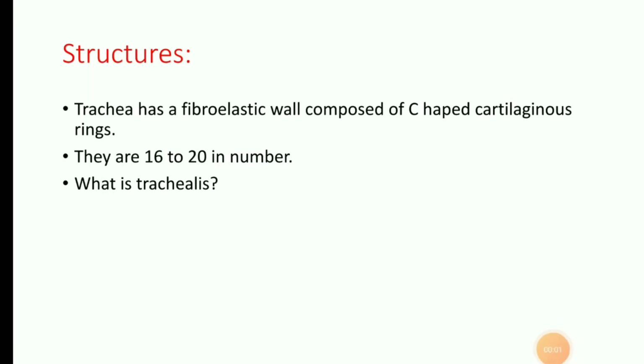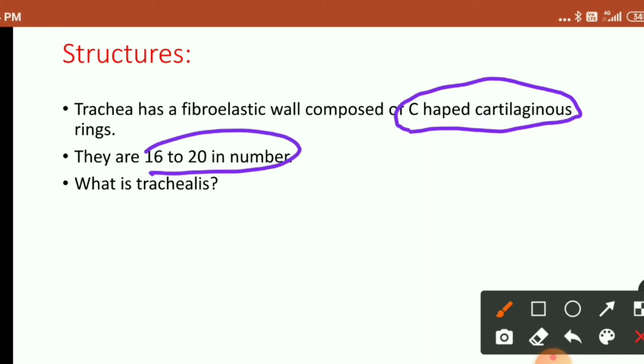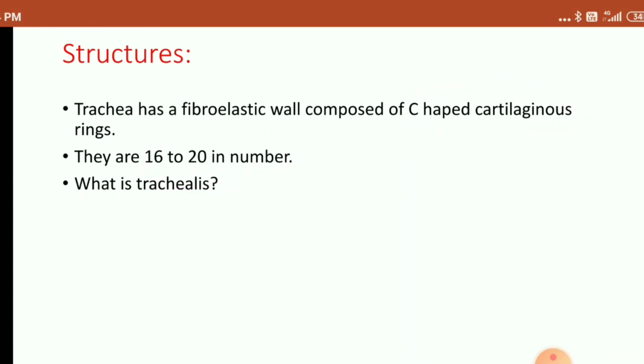After discussing the 3D visualization, we come again to the theory part. As I have already discussed, the trachea has a fibroelastic wall and C-shaped cartilaginous rings. What is the significance? Yes, it gives rise to a convex posterolateral surface of the trachea. They are 16 to 20 in number, as I already said. And what is trachealis? Trachealis are the transversely arranged smooth muscle fibers present on the posterior wall of trachea, where it is devoid of cartilaginous ring, because we know they are incomplete, C-shaped.